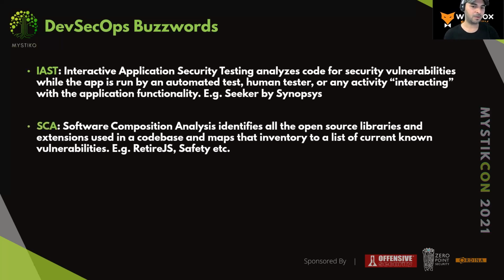The next one that we hear quite a lot is the software composition analysis. All it is, is vulnerability scanning your dependencies, your libraries, your plugins, anything that you're using as part of your code or part of your project or part of your application. So what this tries to do is find known vulnerabilities in your code base, or plugins or third-party libraries that you're using.